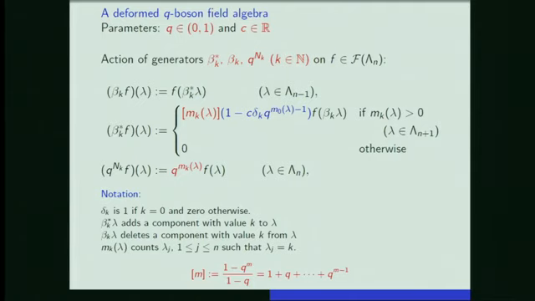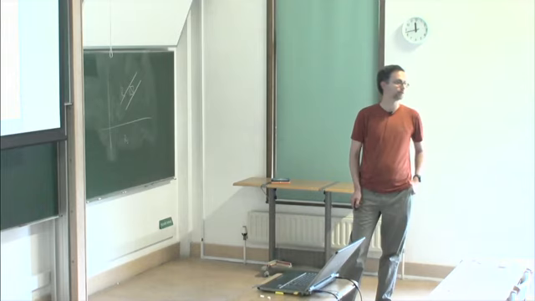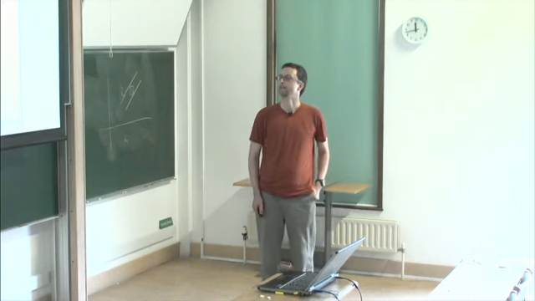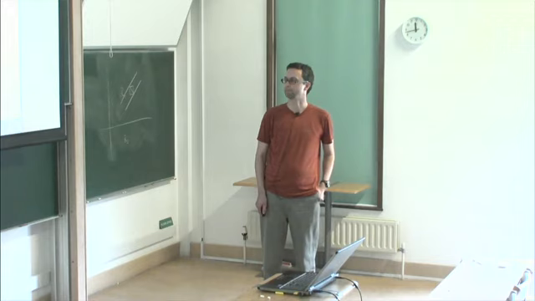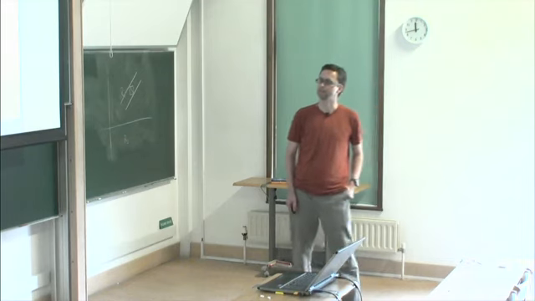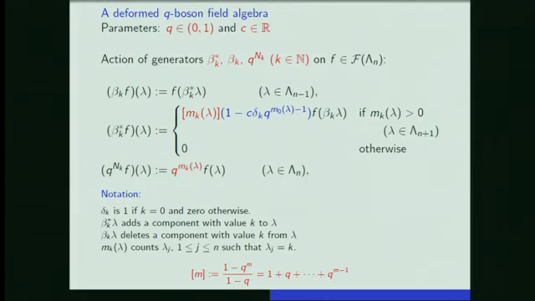And where it does, it respects the ordering, of course. And beta_k lambda deletes a component with value k from lambda, supposing that there is such a component, but I will only need that definition in case there is. And m_k lambda counts the multiplicity of components of the partition with value k. So those things I need. And I need a Dirac delta, which is supported in the origin also.